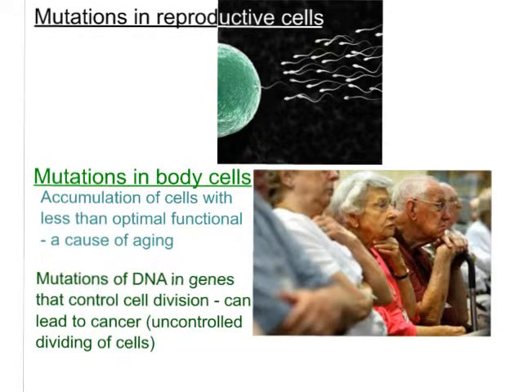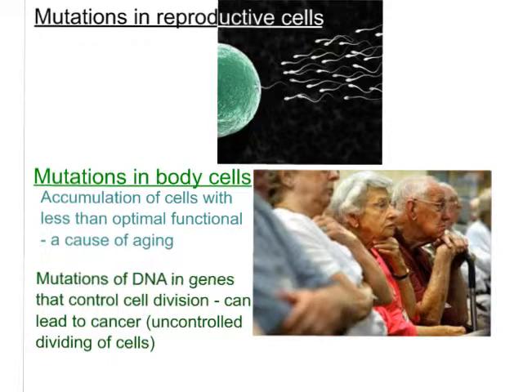Mutations within a body cell can accumulate over time and not necessarily have quite the impact as those within reproductive cells. As a matter of fact, it is thought that perhaps one of the causes of aging is simply the accumulation of cells with less than optimal functioning within the body. As we live our lives and time goes on, some of the cells in our bodies produce these mutations, and an accumulation of them over a long period of time can be one of the causes of aging.